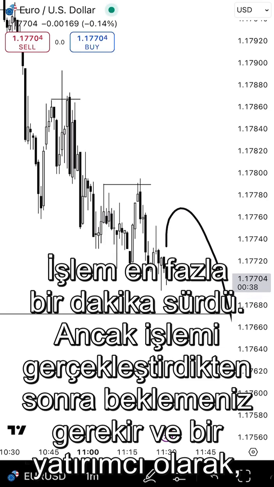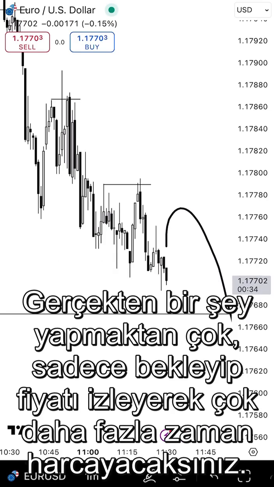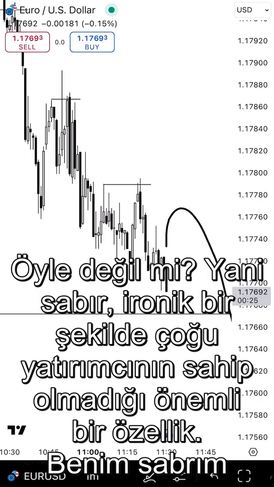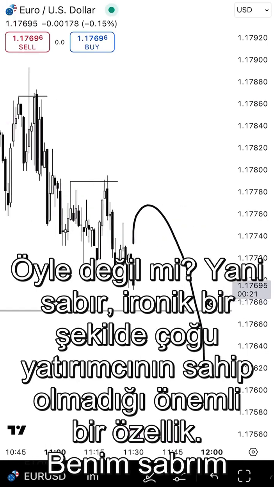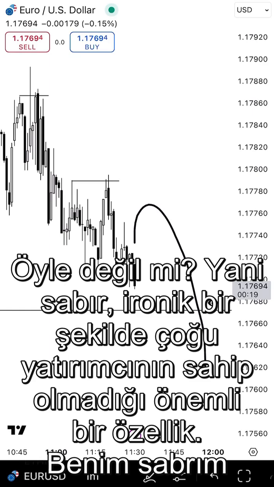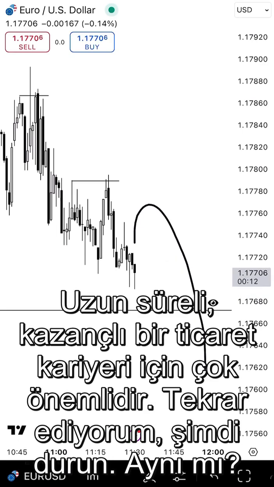But what happens after you execute is you wait, and as a trader, you will spend a lot more time simply waiting and watching price than actually doing something. Right? So patience is an important characteristic, which ironically most traders lack. But patience is paramount to a long-lasting, lucrative trading career.